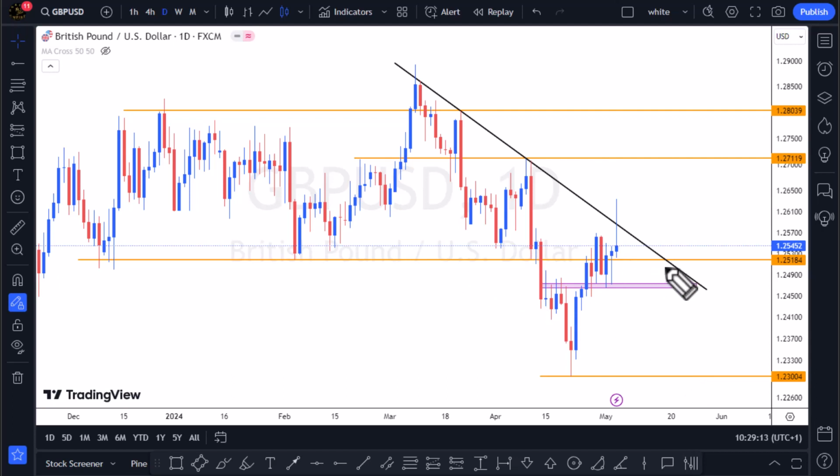1.23004. Alternatively, the bulls could switch the market from the 1.24700 as a higher low swing for reinforcement to break above the descending trend line to expose the next key level at 1.27119. I will announce my decision in the trading community.